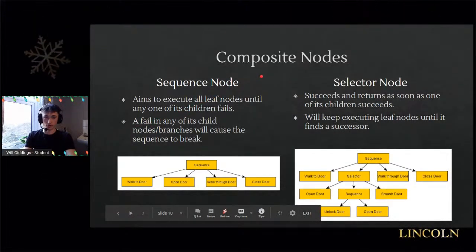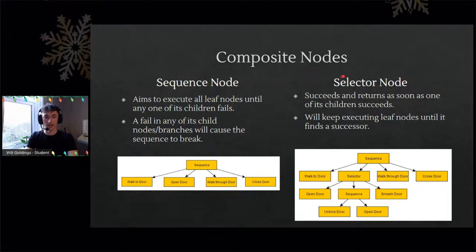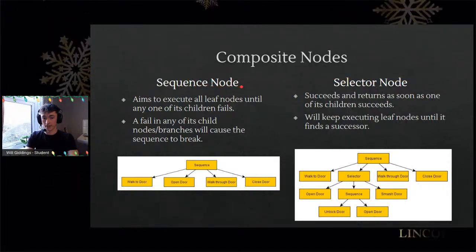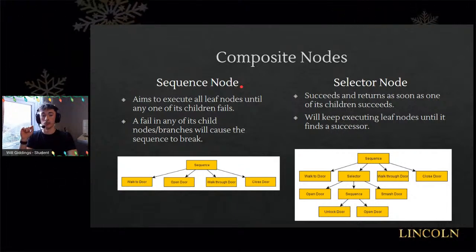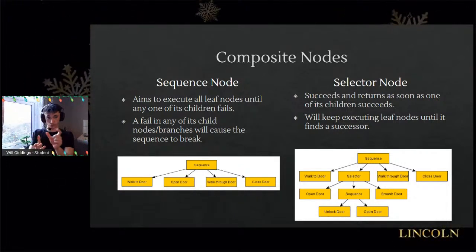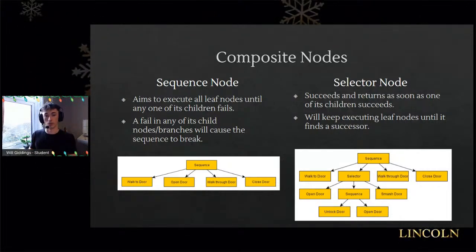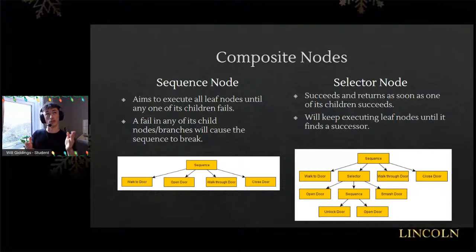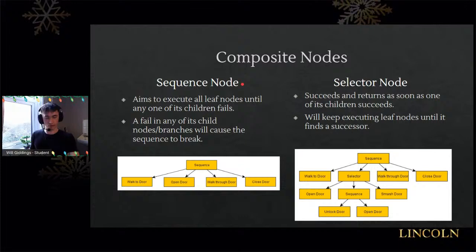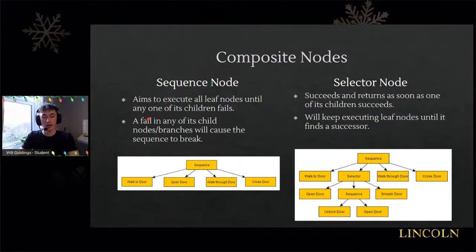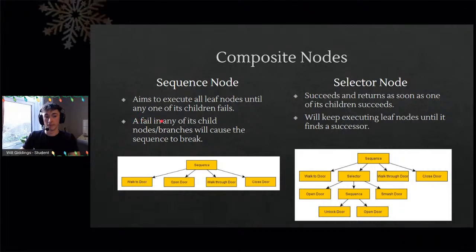So the two types of composite nodes you can get are sequence nodes and selector nodes. The sequence is the one we just saw a minute ago, and the idea of a sequence is it aims to execute all of its leaf nodes, or the children nodes underneath it, until one of them fails. And as soon as one of them fails, we go back up to the top again, and that's considered then that the composite node has failed. The sequence is broken, the sequence failed, however you want to put it. So if you think of a sequence node, it runs until failure.